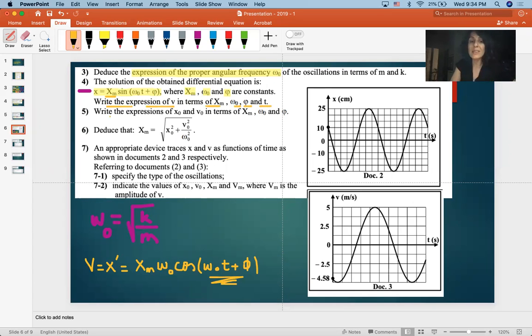Now they want you to write the expression of x0 and v0 in terms of xm, w0, and phi. All right, how can we do this? How can I find x0, v0? What is the definition of x0? Isn't it x at time 0? How about we take the x equation and I replace time by 0? What is v0? Isn't it the velocity at time 0? So we take the velocity equation and we replace time by 0.